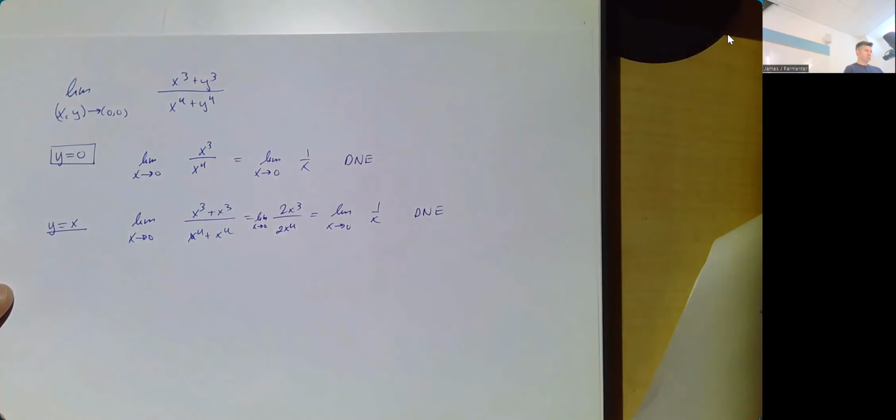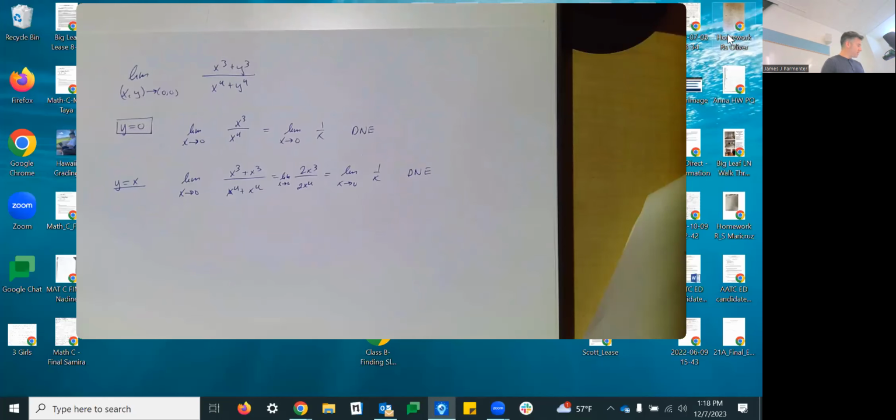I don't like this one that much. I mean, it's fine, but it's kind of not what we're used to seeing happen, where you pick 2 different paths and you get 2 different actual values. I'm curious what her solutions say.